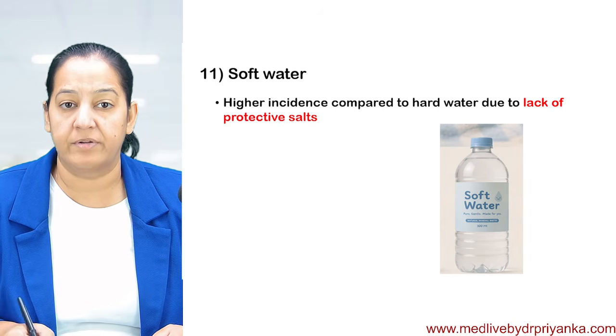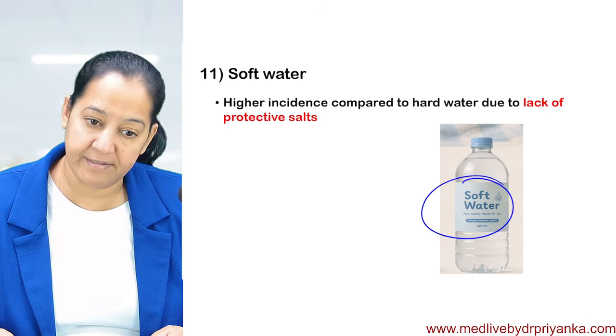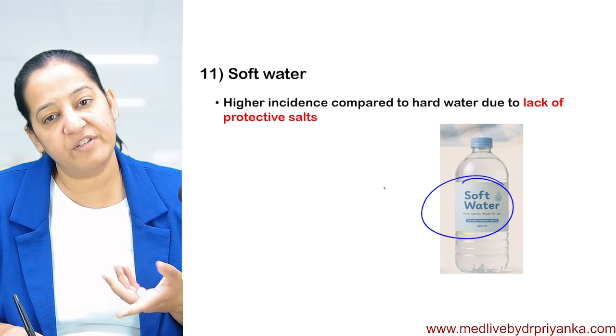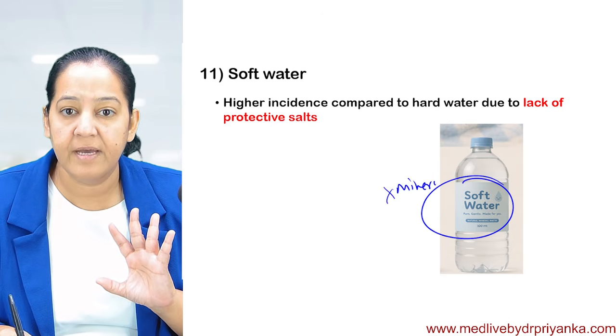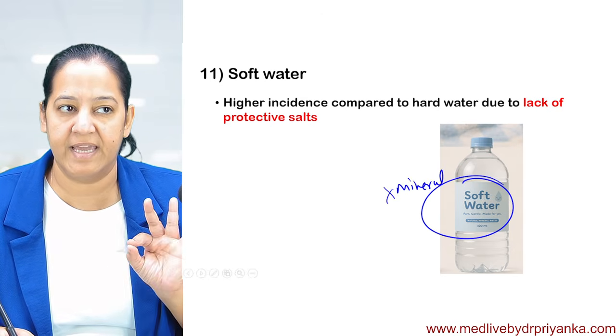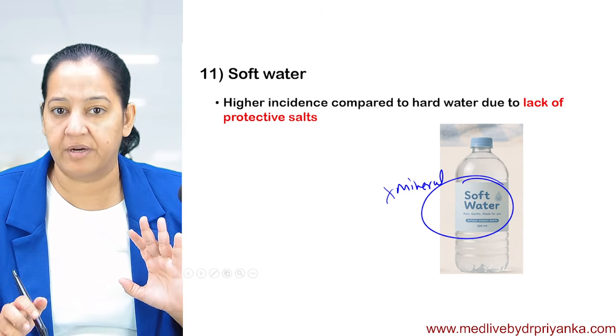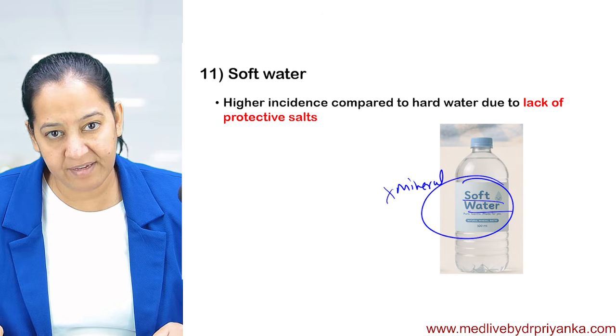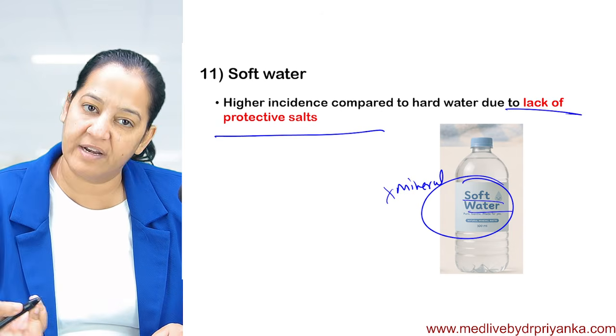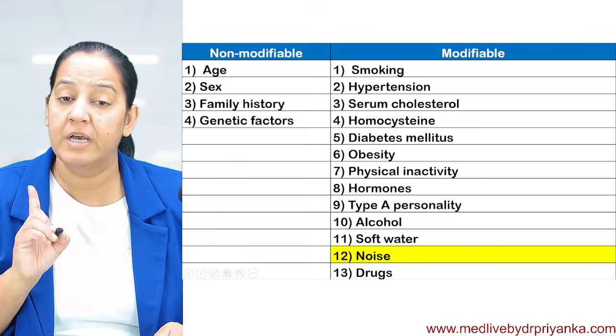The next is soft water. The person who drinks soft water for years and years. You know, soft water is water in which the minerals are removed. Minerals are good for us. There are many minerals in the water, like zinc, magnesium. They are protective in nature. But if the person is drinking soft water for years and years, they lack the protective salts and have high chances of CAD in future. So it is one of the risk factors.